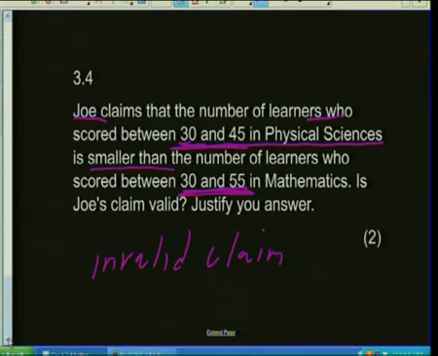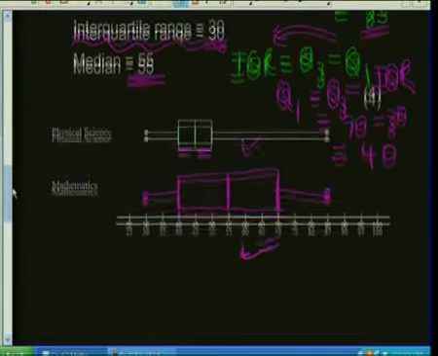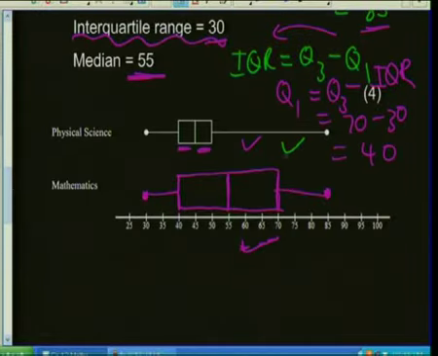I hope it makes sense. If you look at the science, it's almost symmetric. 50% of the data is there, 50% of the data is there. So 30 to 50 in physical science is not smaller. This is not smaller than that, just by comparing the two whisker plots. Okay, good. Hope it makes sense.